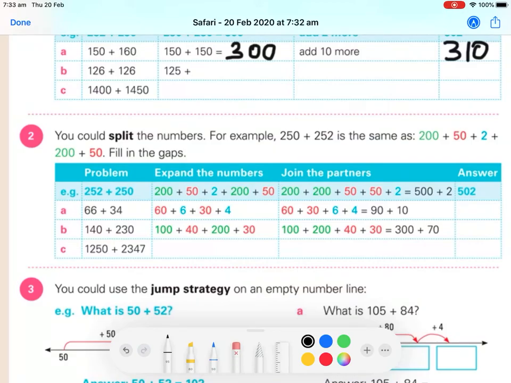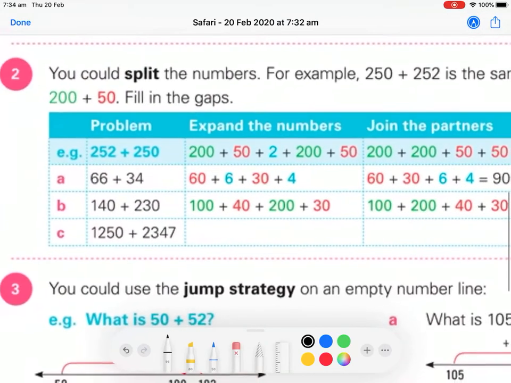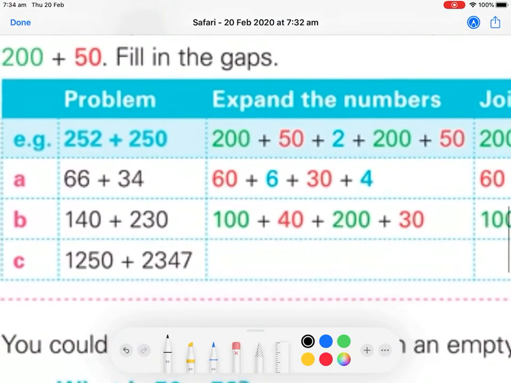Okay. You could use a split. You could split the numbers. For example, 250 plus 252 is the same as 200 plus 50 plus 2 plus 200 plus 50. This is a strategy that I use a lot. And they've shown you how to break it up here. What they've done is they've expanded the numbers. Let's look at A, 66 plus 34. They've got 60 and 6 and 30 and 4.